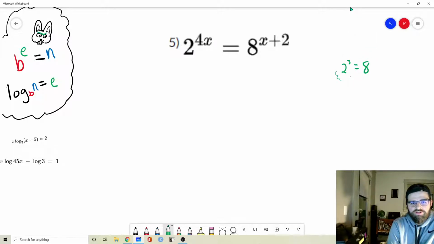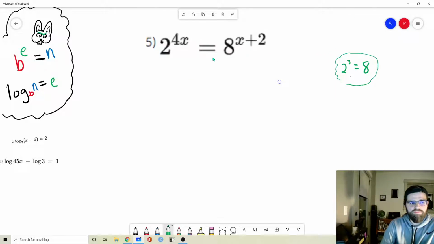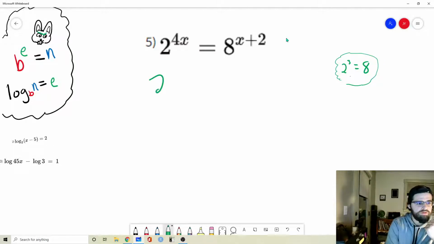If I know 2 to the third power is 8, maybe we can make these two bases match. On the left I have a base of 2. If I could take this 8 and turn it into base 2, then we should be able to solve this really easily, like we did on number 4. So I'm going to replace 8 with 2 to the third power. We do a quick little substitution.